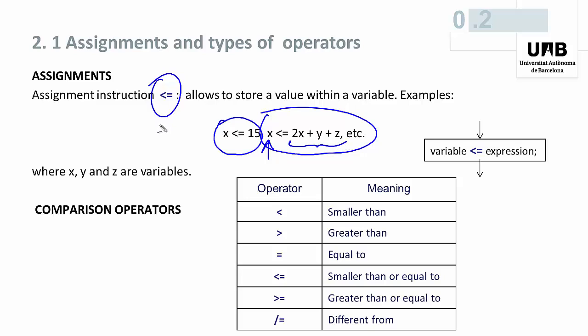This symbol corresponds to the simple equal to symbol in C. We use this other symbol because it is the signal assignment symbol in VHDL, the hardware description language we use in this course. The comparison operators are the classical ones: smaller than, greater than, equal to, smaller than or equal to, greater than or equal to, and different from.